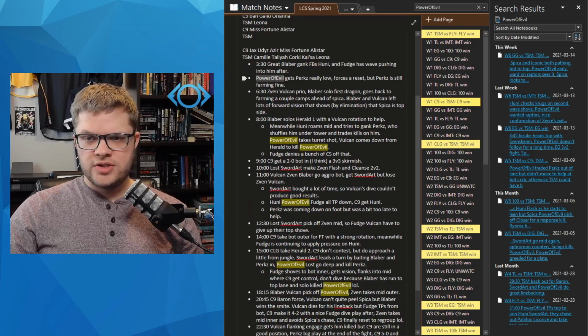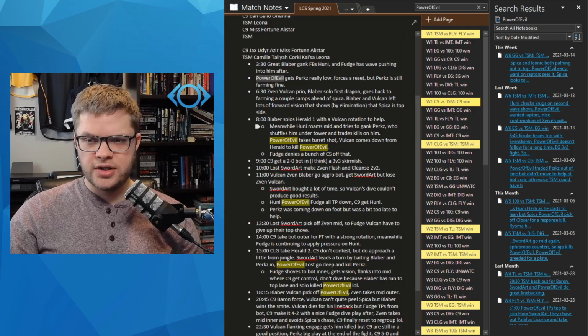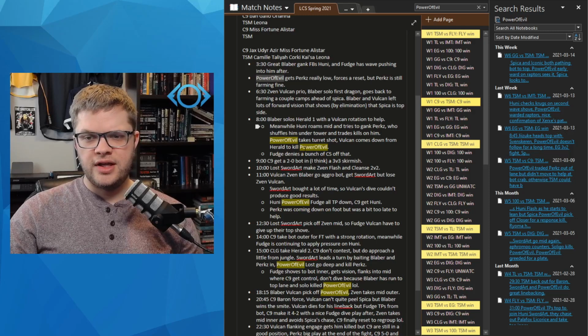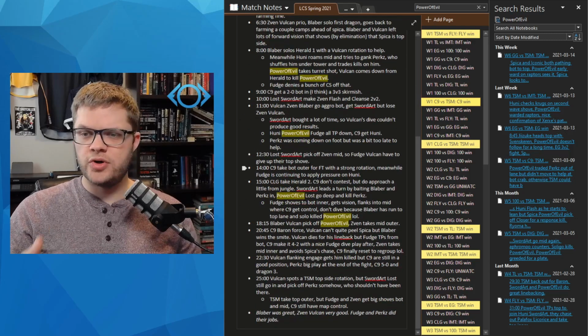And I can look at the next game and see, okay, he's laning well against Perks. Looks like he took a turret shot. Vulcan roamed down from rotation to Herald. They killed Power of Evil. So far I'm seeing, okay, he's given up some kills to ganks kind of later in the laning phase. I see that in both last game and this game. And you can find trends much more easily that way.